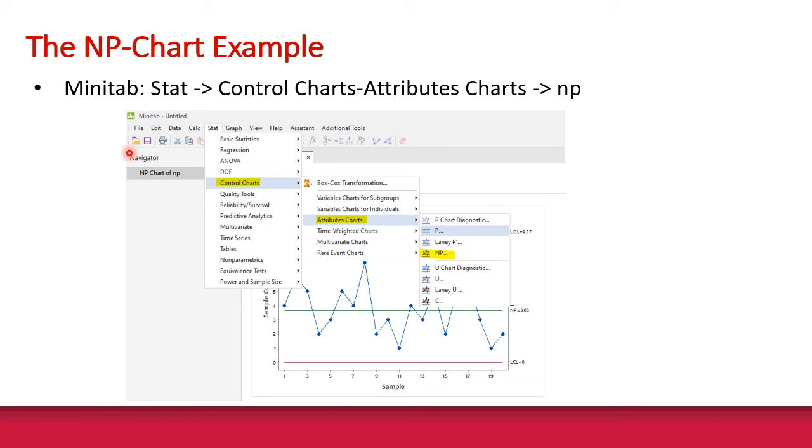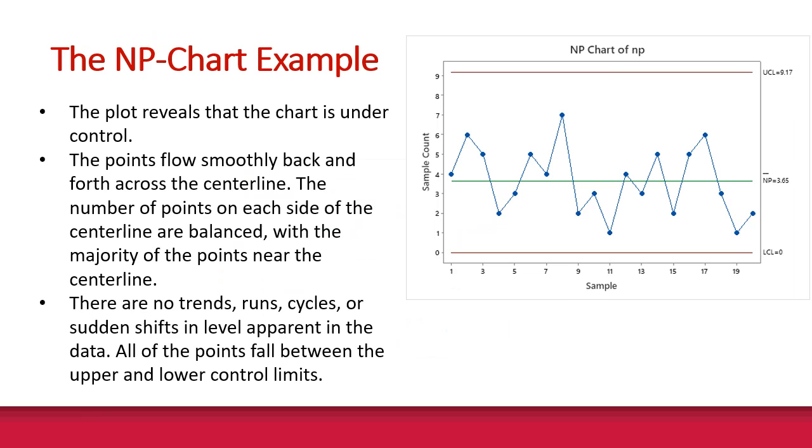So in Minitab, once you have the data entered into a single column, you simply go to Stat, Control Charts, Attributes Charts, NP, and then Minitab will calculate the control chart for us here. You can check the upper control limit, it's what we calculated, 9.17, NP bar 3.65, and the lower control limit is 0.